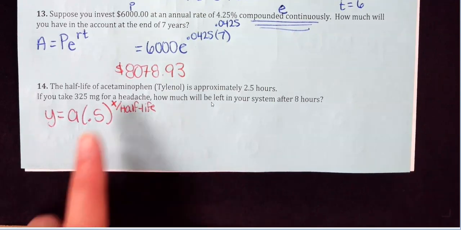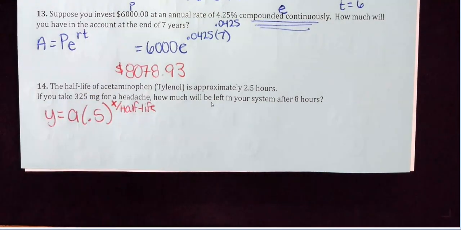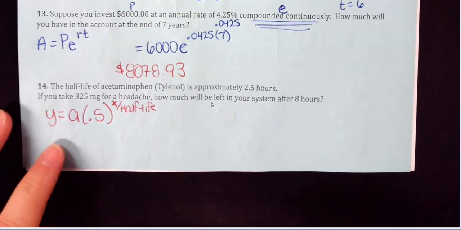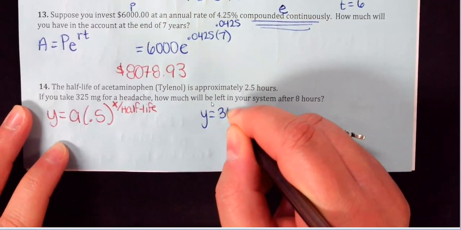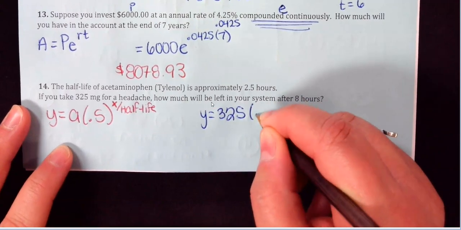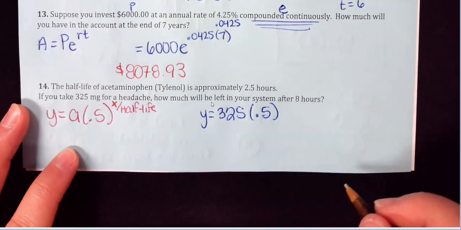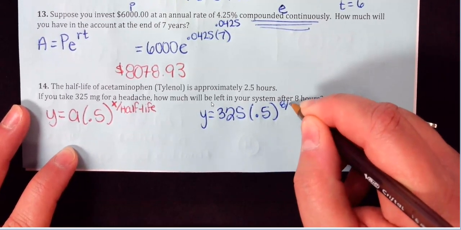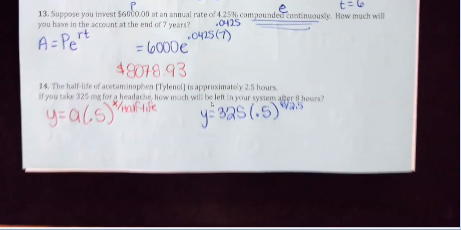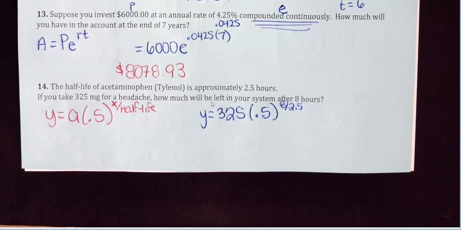So this says the half-life of acetaminophen, which is just Tylenol, is approximately 2.5 hours. And it says if you take 325 milligrams for a headache, how much will be left in your system after 8 hours? Okay, so your initial amount is 325 milligrams. That's just a normal dose. And 0.5 right there. How much would be left in your system after 8 hours? Well, what you need to do for your exponent is 8 divided by the half-life. So 8 divided by 2.5.